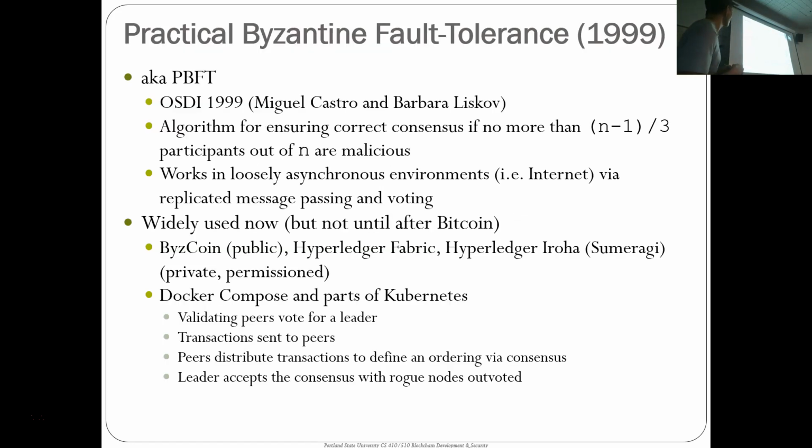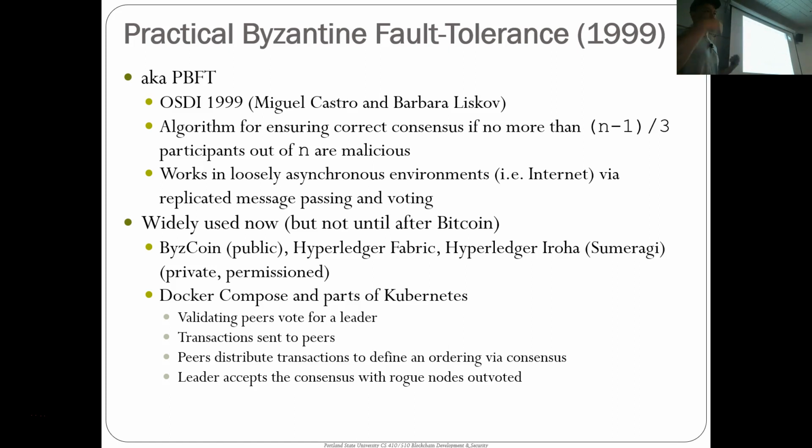The last one is practical Byzantine fault tolerance. This is an algorithm, again similar to the other ones, and it shows that you can get correct consensus if no more than a third are malicious. This is basically similar to the other two, but this is the one that's widely used. Bitcoin, Hyperledger Fabric, Hyperledger Iroha, and actually Docker Compose and parts of Kubernetes are using PBFT to get agreement. And so it's similar to the other two.